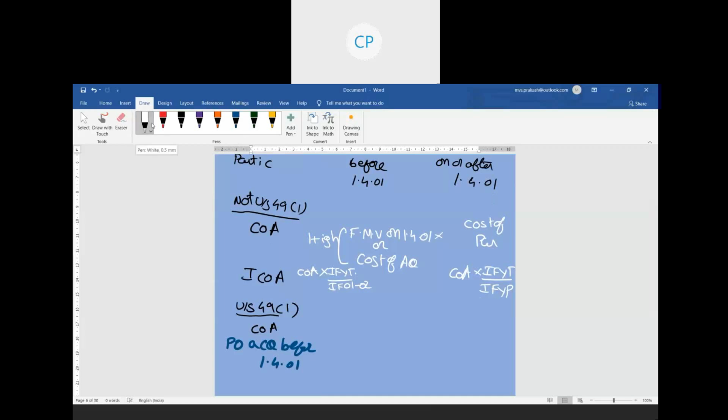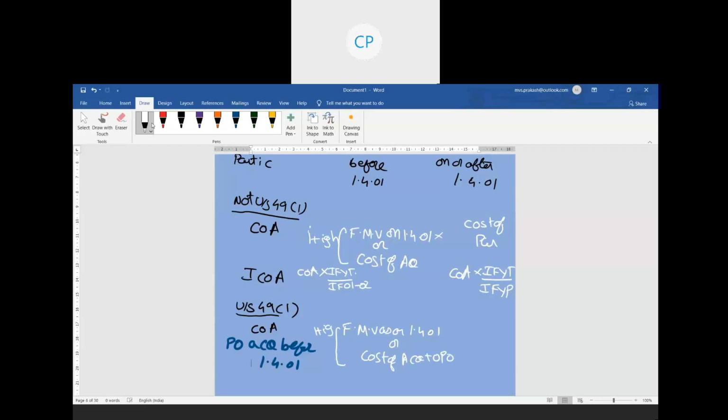Then the same provision applies. Whatever we have discussed, the same thing will be considered. What is it? Fair market value as on 1st April 2001 or cost of acquisition, whatever it is, cost of acquisition to whom? Cost of acquisition to the previous owner, whichever is higher. See, cost of acquisition to the previous owner, whichever is higher, will be considered as your cost of acquisition.